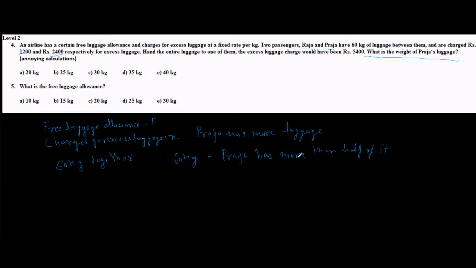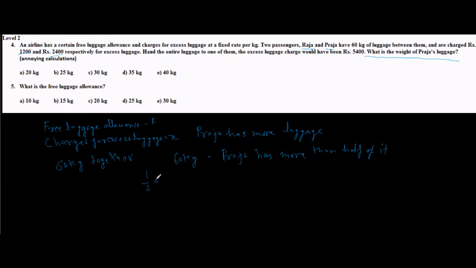Because if Praja has less than half of it, then Raja will have more than half of it and Raja will have higher luggage than Praja. But since Praja has got higher luggage, Praja has to have more than half of it, so that Raja will have less than half of it and hence less luggage than Praja. So Praja has more than half of it.